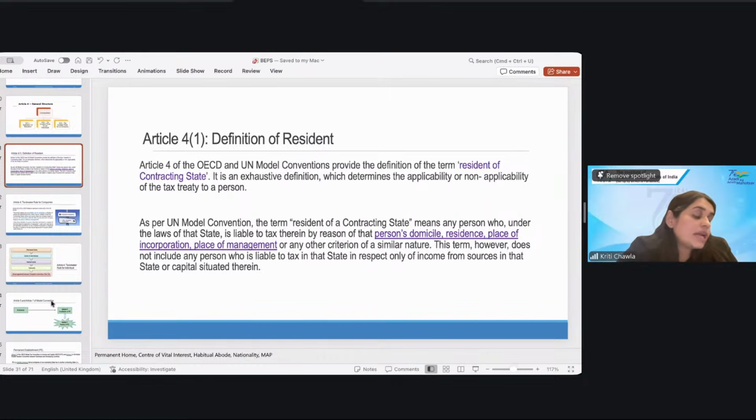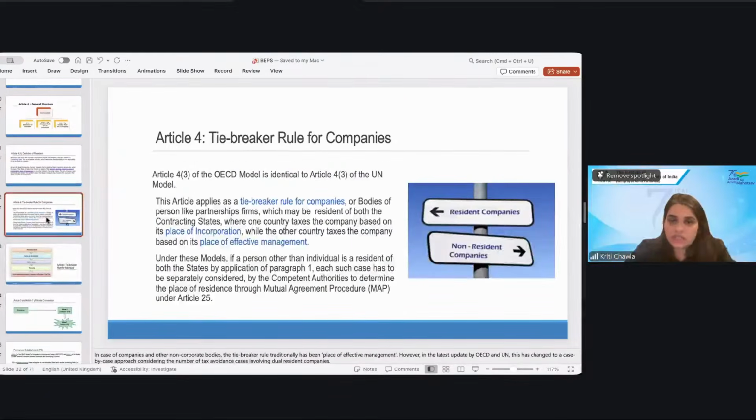And why are you liable to tax? Well, because maybe you have domicile there or you have a residence there. If you are a company, maybe you have a place of incorporation there or a place of management there. But this term does not include any person who is liable to tax in that state because you have a source of income from that state. So we're talking about residence-based taxation here rather than something called source-based taxation.